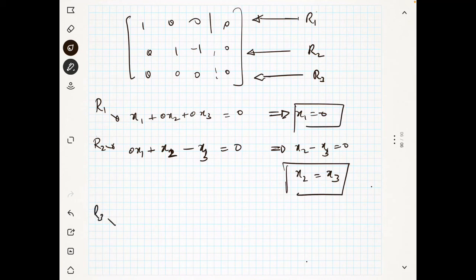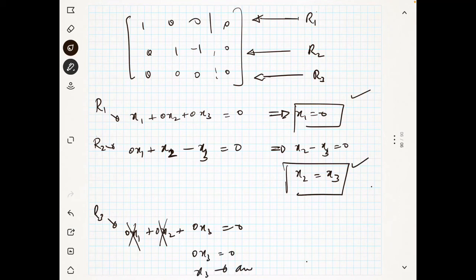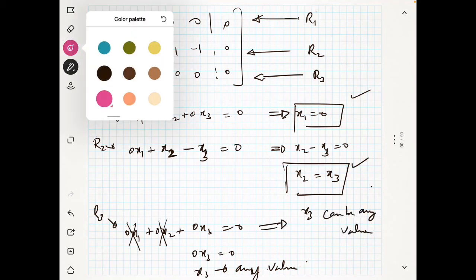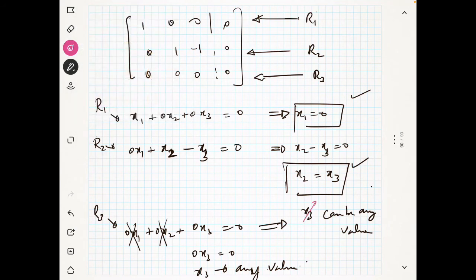Next is row 3: 0 x1 plus 0 x2 plus 0 x3 is equal to 0. This means that we have already talked about x1, so omit it here, and we have already talked about x2, so you can omit it here. Now 0 x3 is equal to 0, so x3 can be any value. This means that you can change the value of x3. If you change the value of x3, x2 also will be any value.